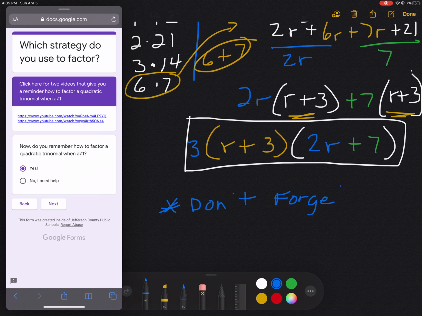Hopefully you find this Google form helpful. And please, please, please let me know. It's really stressing me out that we're not going to be able to practice this in person. I know it's not an easy task, so please let me know if you've got any questions.